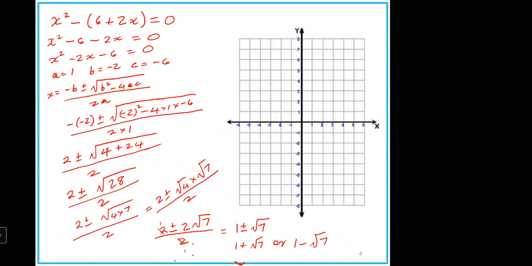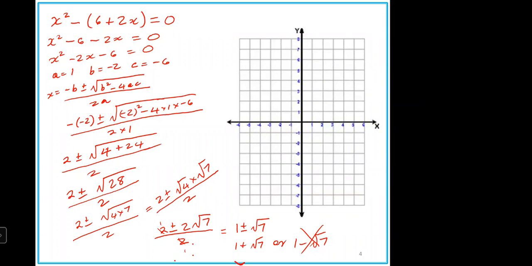So they ask you for the positive number that would give you that. So it can't be this one, because if you take away the square root of 7 from 1, you're going to get a negative result. Now, if they didn't specifically say, give me the positive answer that would give the result, then I would have to put both of them.